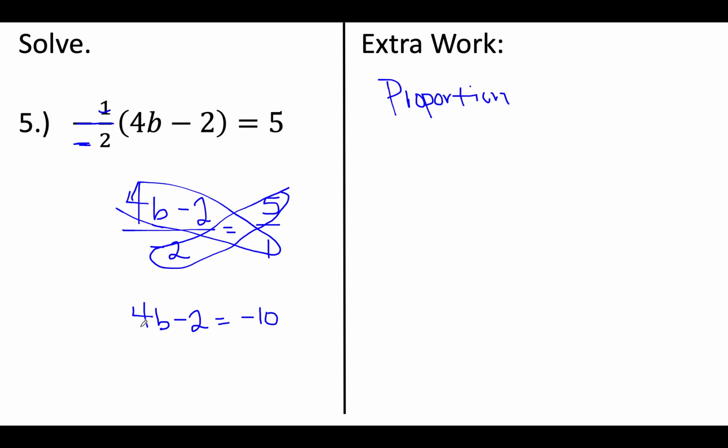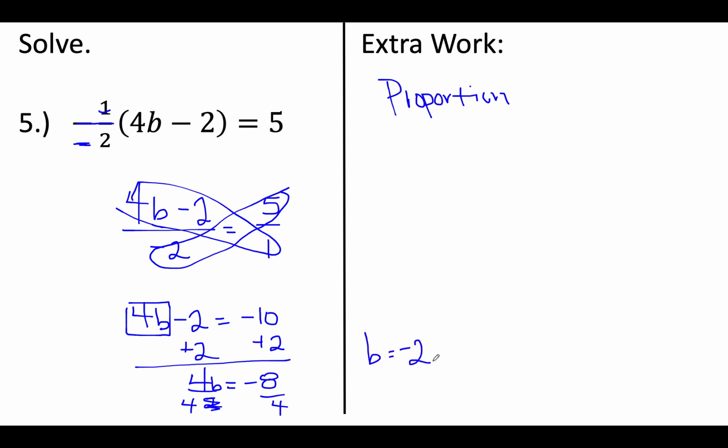You try and solve this. Pause the video now. Okay. Box it. Opposite. Oh, that's getting ahead of myself. That's a 4 there. B is equal to a negative 2.